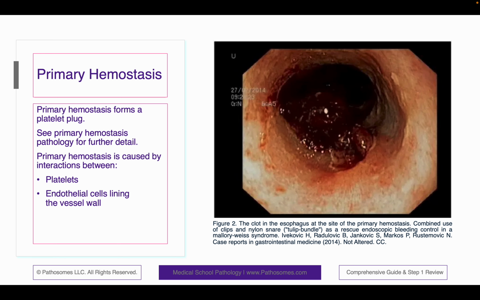Primary hemostasis is caused by interactions between platelets and endothelial cells lining the vessel wall. Okay? So keep in mind, primary hemostasis forms a platelet plug. You'll highly likely be asked that.